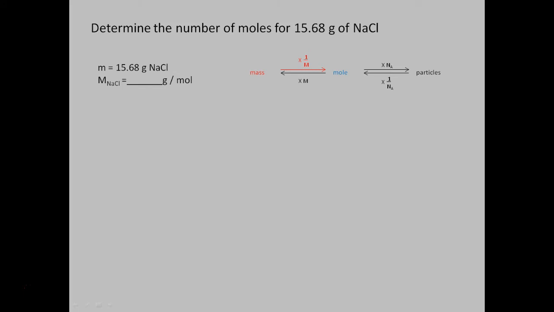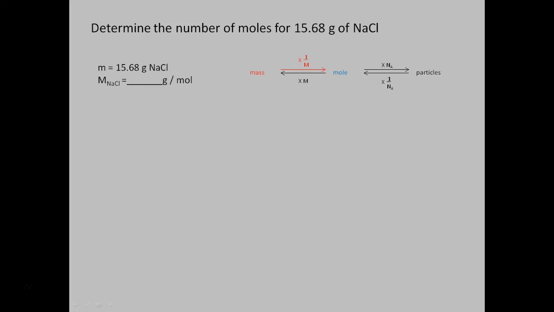So, for example, let's say we want to determine the number of moles in 15.68 grams of sodium chloride. As we can see in our little sketch up in the corner showing us our roadmap, we're starting off with mass in red, and we want to go to moles in blue. And so we're going through one variable, so therefore we only need one conversion, and I'm going to multiply by the inverse of my molar mass.